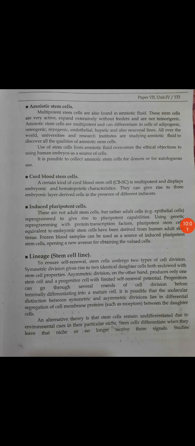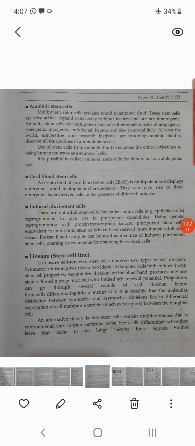That means amniotic cells are the very basic cells. In the future, they can be produced. I have just discussed organ systems in the adult body. Osteogenic means responsible for the skeletal system. Myogenic means muscles. Endothelial means the endothelium tissues, organs. Hepatic means liver. Also neuronal lines means brain. So it can become any organ in the future, developed from the amniotic stem cells.